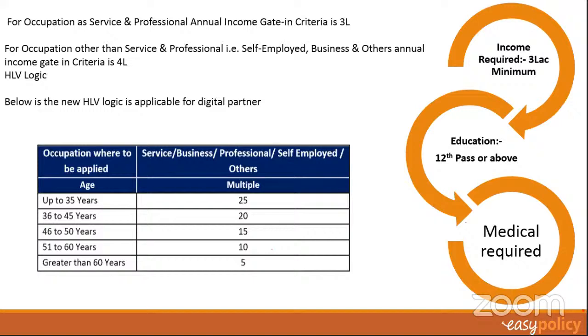So if we summarize, minimum income requirement is 3 lakh. And yes, PNB also gives for 12th pass, but they are not giving to 10th pass customers. So if a customer is 12th pass only, he's salaried and earning an income of 3 lakhs, we can give for PNB MetLife. And medicals are mandatory in PNB MetLife.